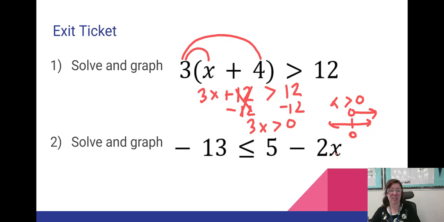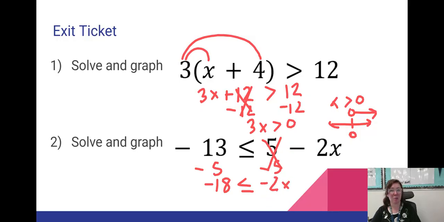Okay, over here, it's already a 2-step. Our goal is to get x by itself, so first we get rid of that 5. That 5 is a positive 5. So the opposite of a positive 5 is minus 5. Negative 13 minus 5 is negative 18, less than or equal to. This was not multiplying or dividing by a negative, so we do not flip the sign. It's only multiplying or dividing. 5 minus 5 is 0. And I still have this minus 2, which now becomes a negative 2x.